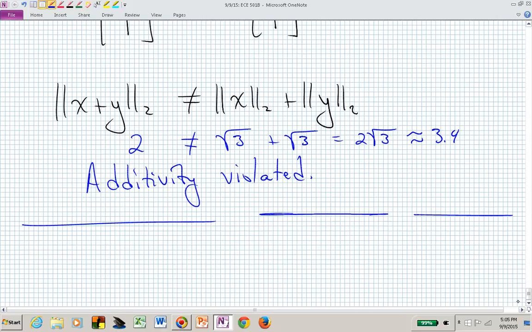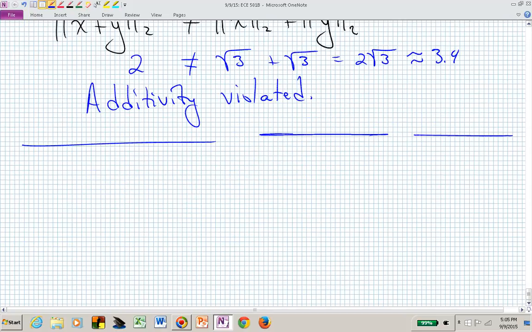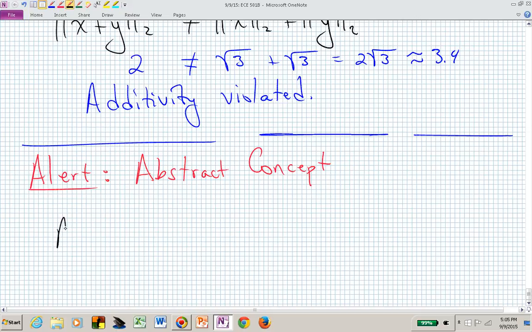So there is a norm mapping that is not linear. All right, now let me give you an alert that we're now talking about something that's kind of an abstract concept. And what we're talking about now is the following.